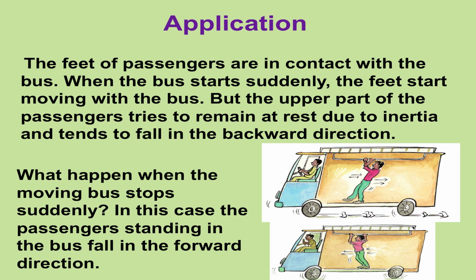What happens when the moving bus stops suddenly? In this case, the passengers standing in the bus fall in the forward direction. Can you think the reason of it on the basis of the explanation of the above example?